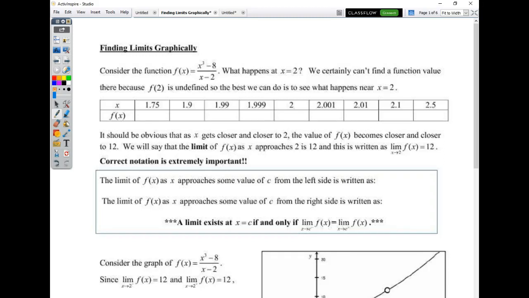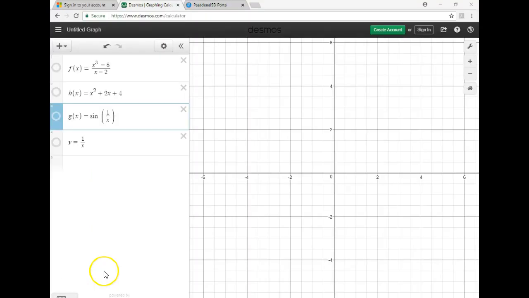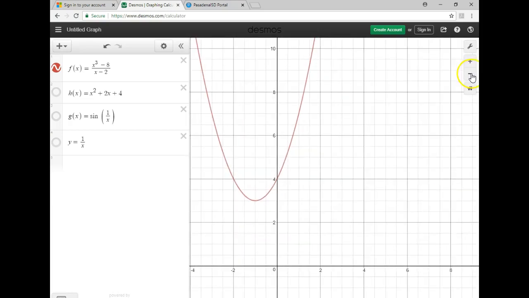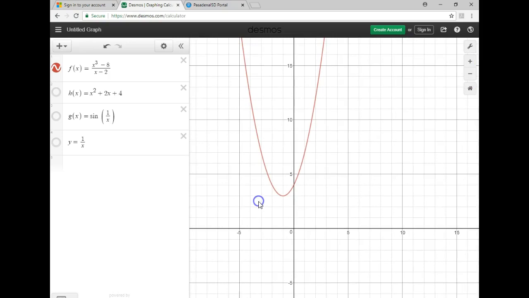All right, so ladies and gentlemen, we're going to start off by looking at this function. f of x is equal to x to the third minus 8 over x minus 2. Ready? Here we go. There it is. In fact, I'm going to zoom this out just a little bit. There it is.